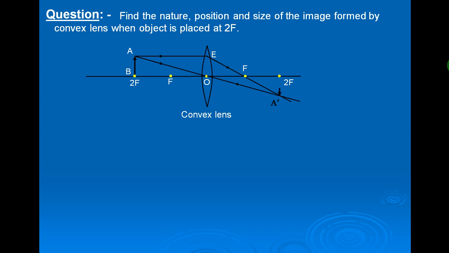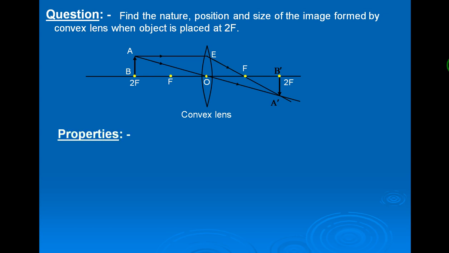From point A dash, draw A dash B dash perpendicular on the principal axis, which is at the point 2F. So A dash B dash is the real image of object AB.